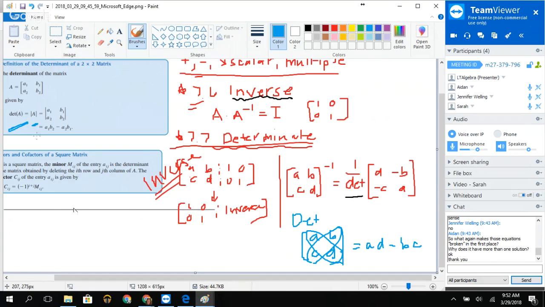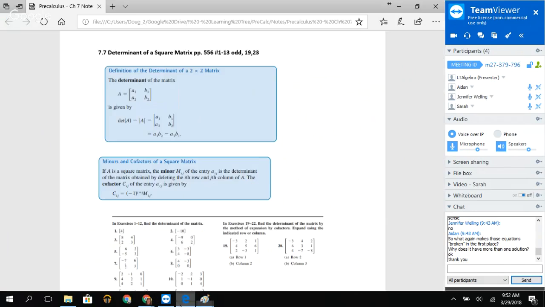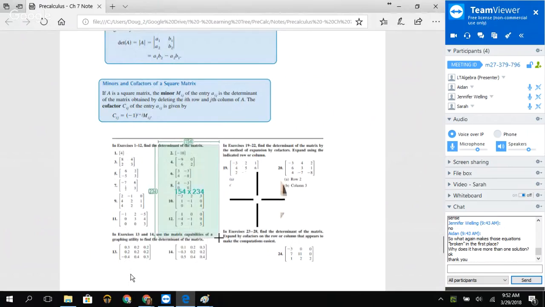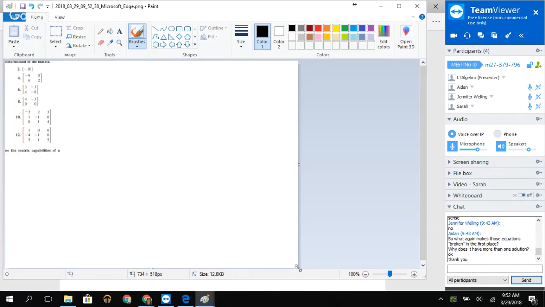All right, so then if we have some problems where we have to find the determinant, number 2 would be really easy. The determinant of number 2 would be just negative 10. Okay, the determinant of 4 is going to be negative 9 times 2, minus 0 times 6. So the determinant of number 4 is negative 18.